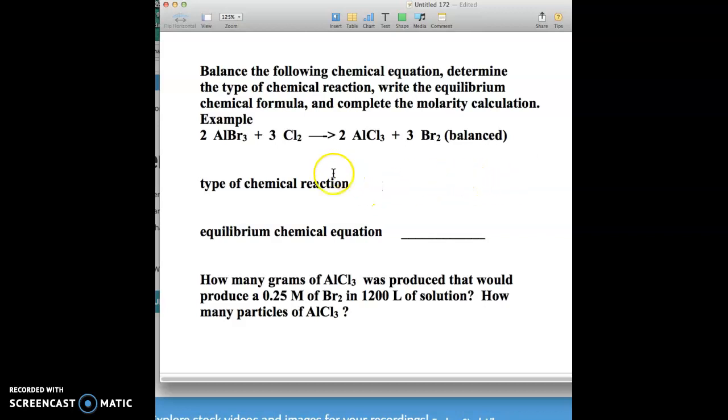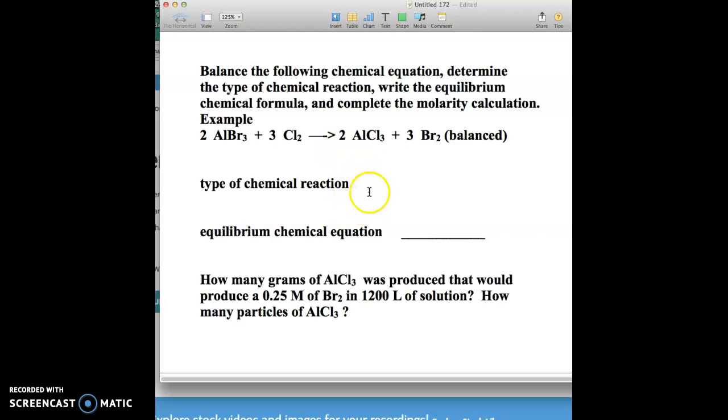It says balance the following chemical equation. This one I already balanced for you. So it has 2 aluminum bromides plus 3 chlorine gases yields 2 moles of aluminum chloride plus 3 bromines. This is already balanced. If you don't remember how to balance chemical equations, you need to go back to the lessons we covered. We had about 5 or 6 lessons on those, so please refer to those.